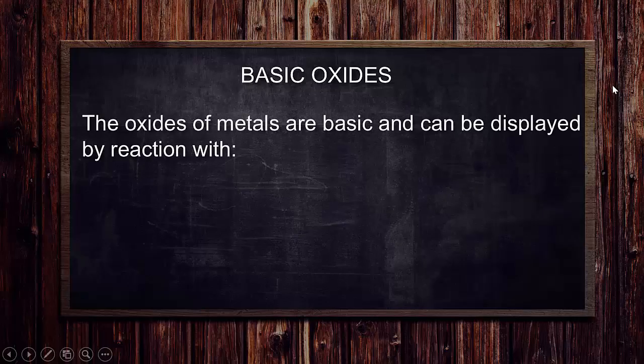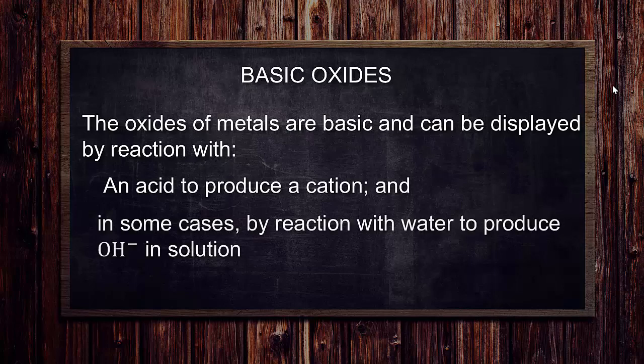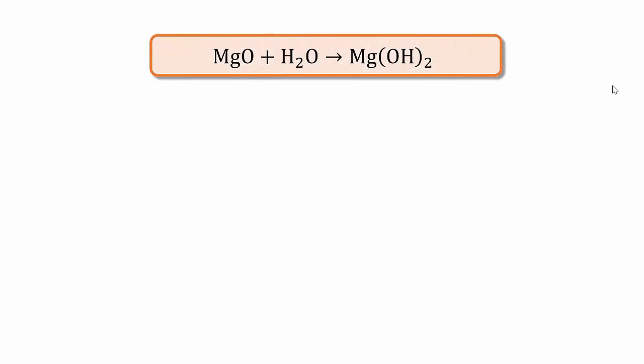We've also got the basic oxides. So basic oxides are formed from metals or metal oxides. So metals tend to be basic, and when they react with an acid, they produce a cation, and if they react with water, they're going to produce hydroxide ions. The basic oxides tend to be ionic compounds, whereas the acidic oxides were covalent compounds. So for example, starting off with water, magnesium oxide reacting with water will make magnesium hydroxide.